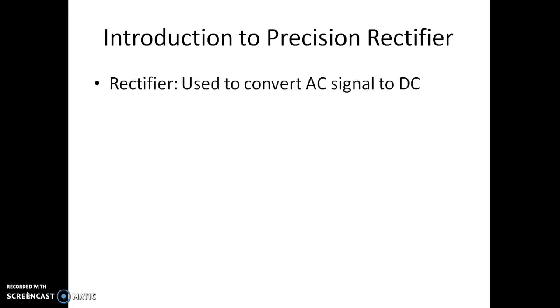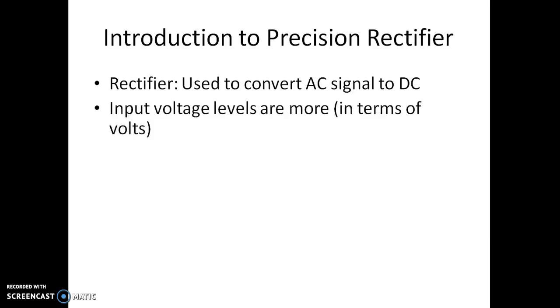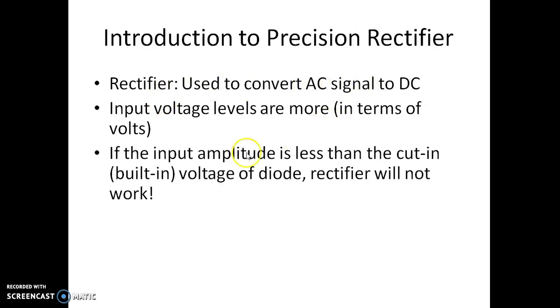So we already know what is a rectifier. A rectifier is a circuit used to convert an AC signal to DC, and the input levels are more, that is, the input voltage levels are in terms of volts, so it can be 1 volt, 5 volt, 10 volt, whatever. Usually we use an input voltage of larger amplitude to rectify an AC signal to a DC signal.